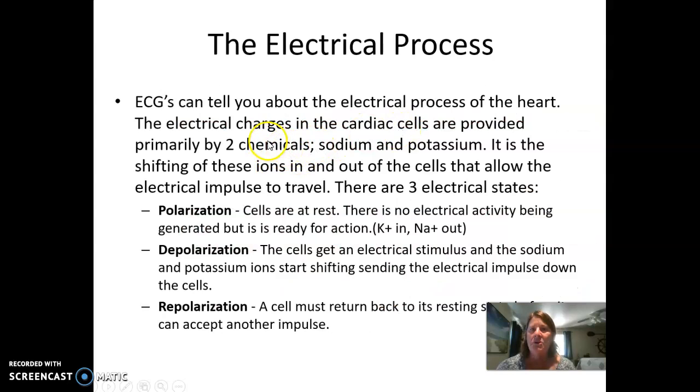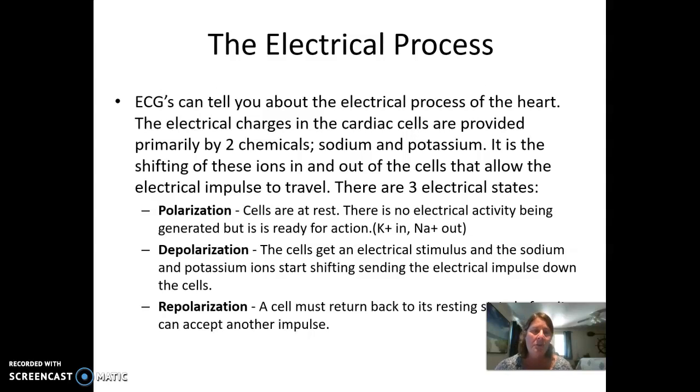So we have this electrical process. And so when we look at ECGs, it tells us what the electrical process of the heart is: the electrical charges in the cardiac cells. And they're provided generally by two chemicals, your sodium and your potassium. And it's the shifting of the ions in and out of the cells that allows the electrical impulses to travel.